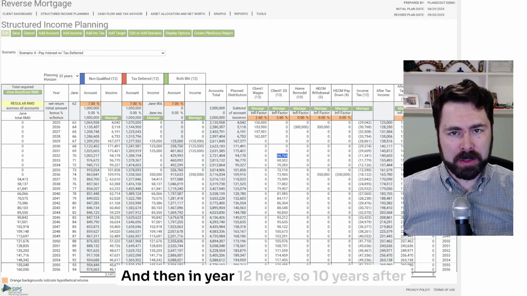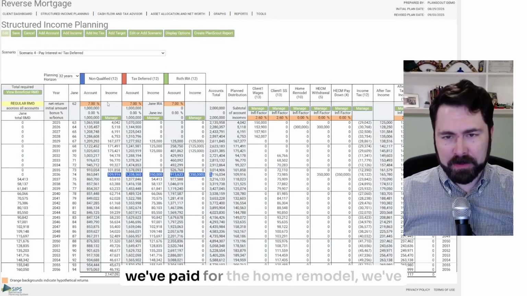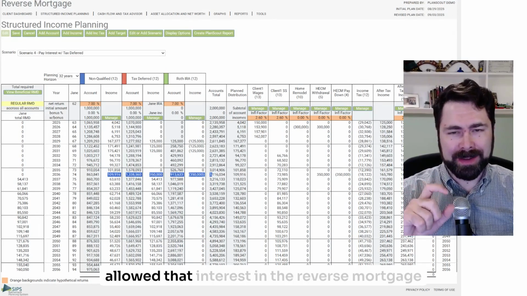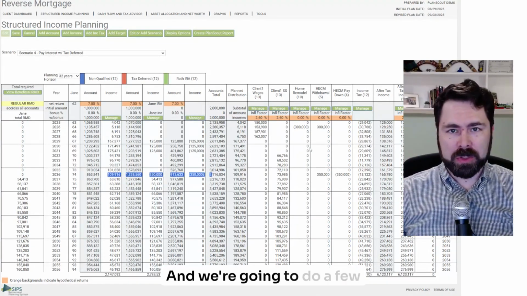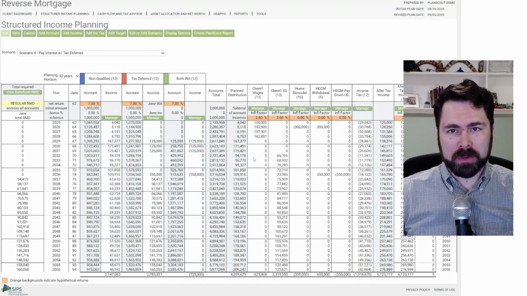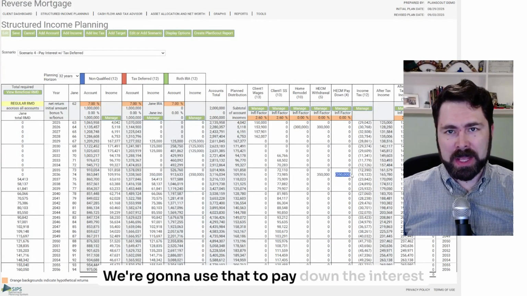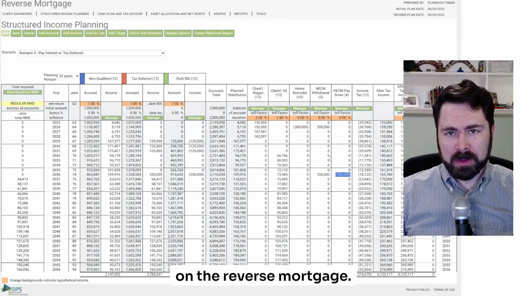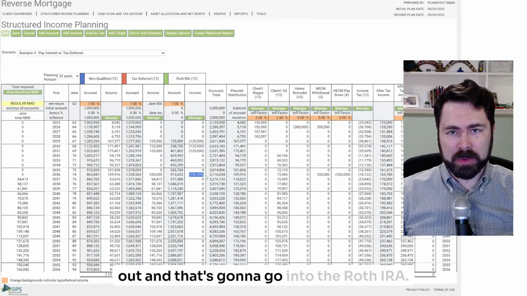And then in year 12 here, so 10 years after we've paid for the home remodel, we've allowed that interest in the reverse mortgage to grow. And we're going to do a few things here in terms of money movements. We're going to withdraw $350,000 from the tax deferred. We're going to use that to pay down the interest on the reverse mortgage. Then we're going to take that 350 right back out, and that's going to go into the Roth IRA.